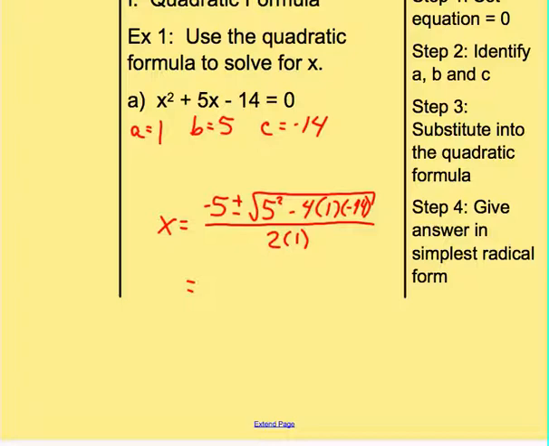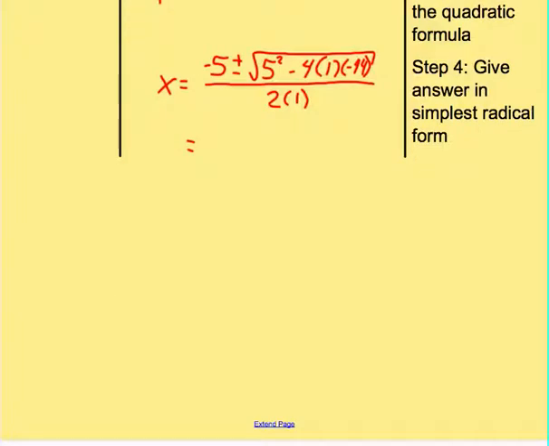So if you ever do punch all of this into your calculator, make sure in the denominator that you multiply 2 by a before you divide. And since you're multiplying by 2, it's going to be fairly easy to do that in your head. Otherwise, if a isn't 1, you're going to end up with the wrong answer. We're not going to do that for now. We're going to find our answer in simplest radical form.